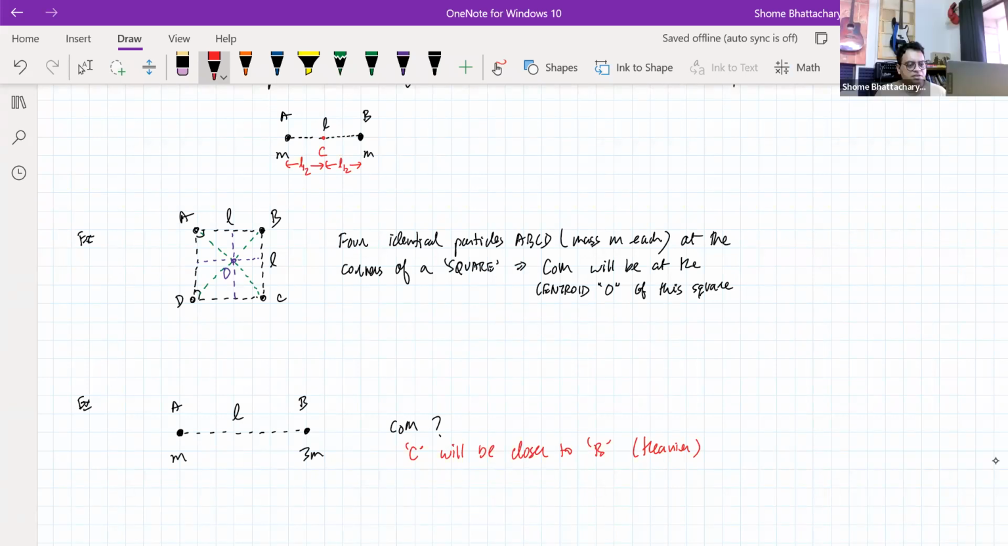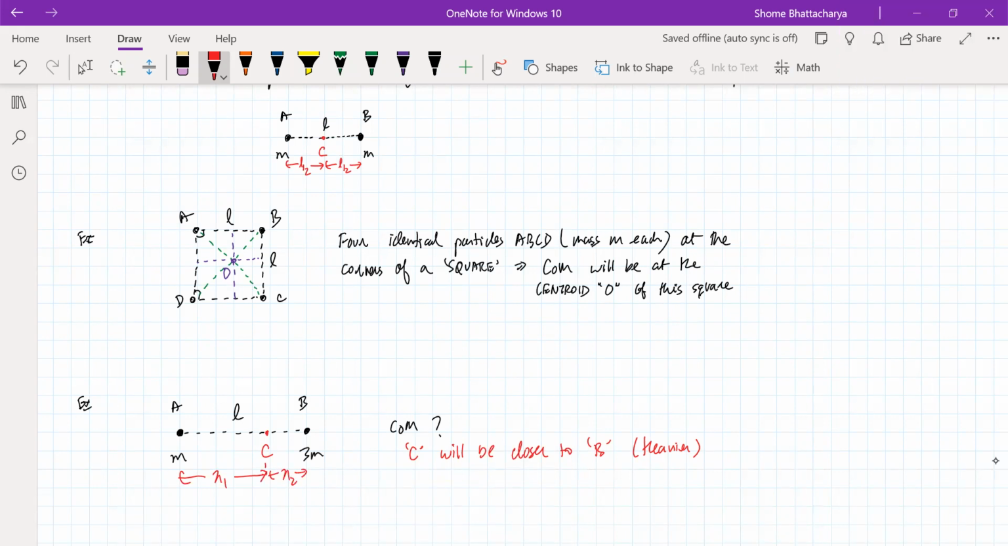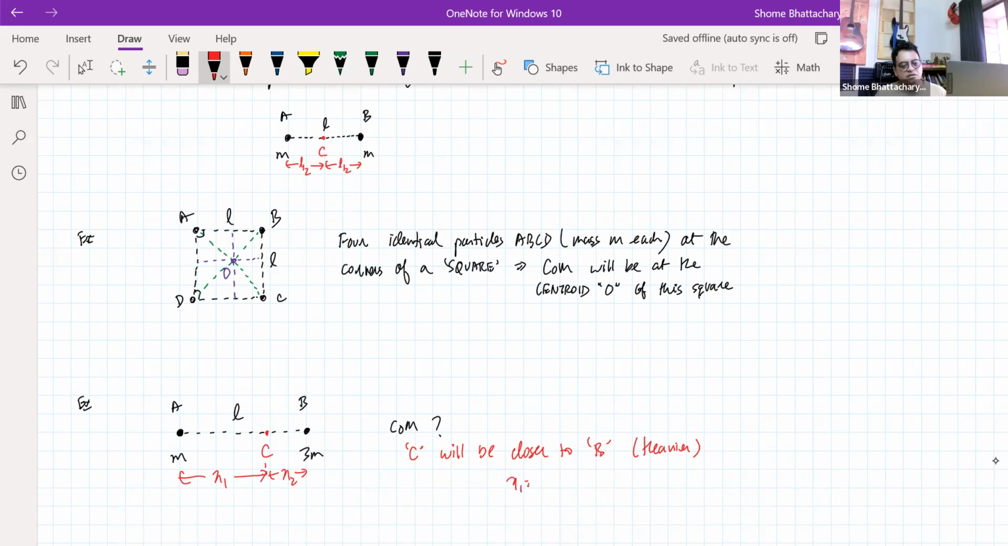So how do we express this now? In this case, the center of mass is somewhere here, let's say, such that if this distance is x1 and this distance is x2, then x1 and x2 should be in what ratio? Inverse ratio of mass. So x1 is to x2 should be, in this case, 3:1, because mass of A is to mass of B is 1:3.